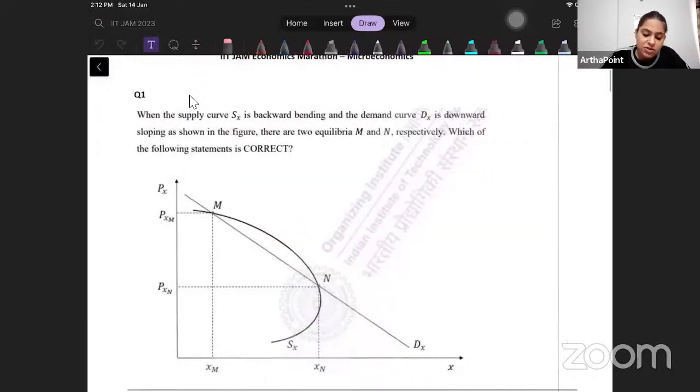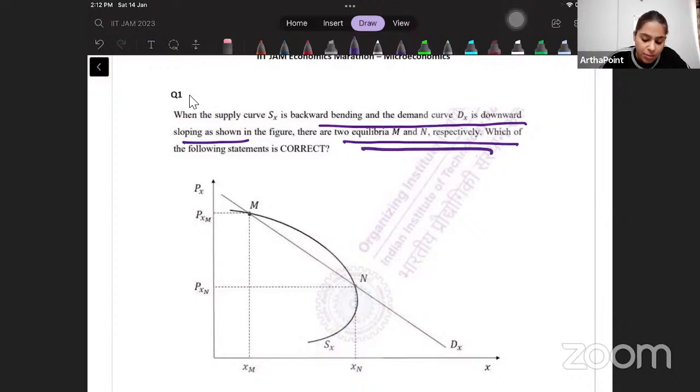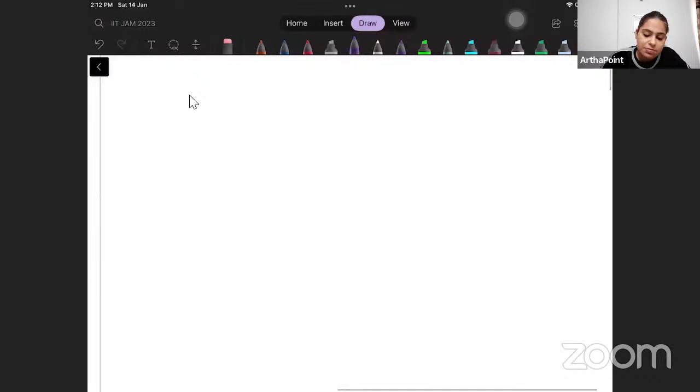Now let's look at this first question. So it says, when the supply curve is backward bending and the demand curve is downward sloping, these are the two equilibria given to you, point M and point N, which of the following statement is correct? Now, first of all, let me explain to you the concept of stable versus unstable equilibrium quickly.